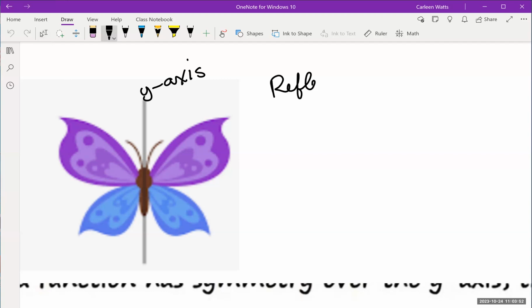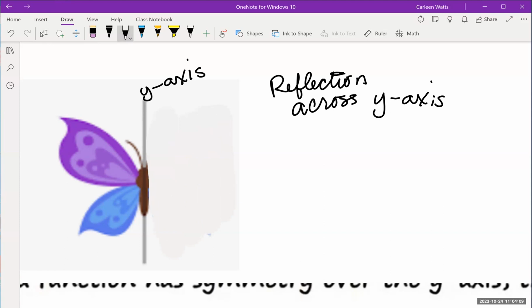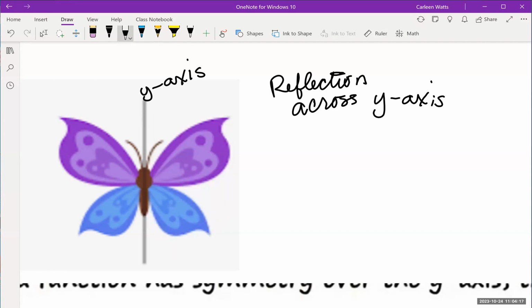Reflection across the y-axis. Okay, in geometry, you talked about reflecting things across the y-axis. So for example, if I wanted to take the left and reflect it across the y-axis, I would get the right. And the y-axis is also the axis of symmetry. The left side is the same as the right.